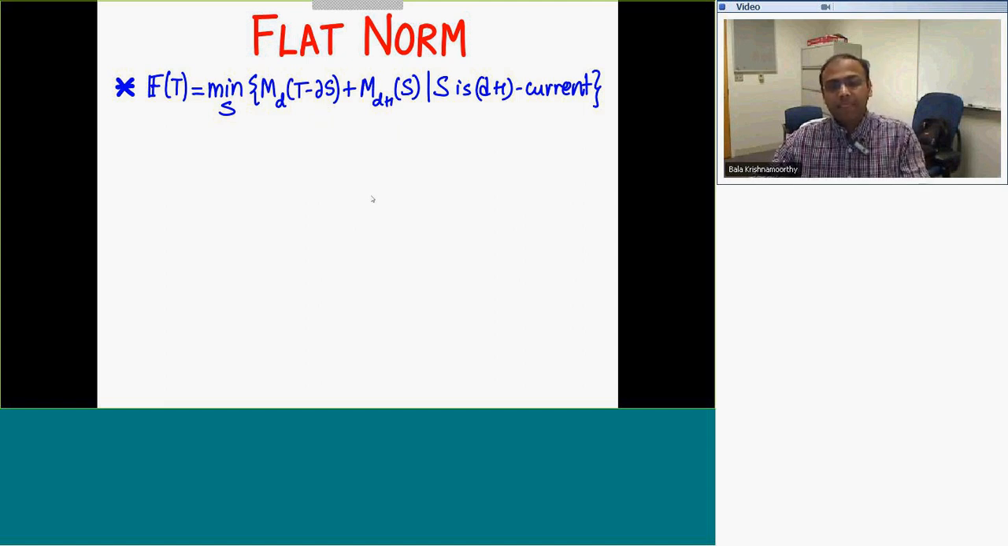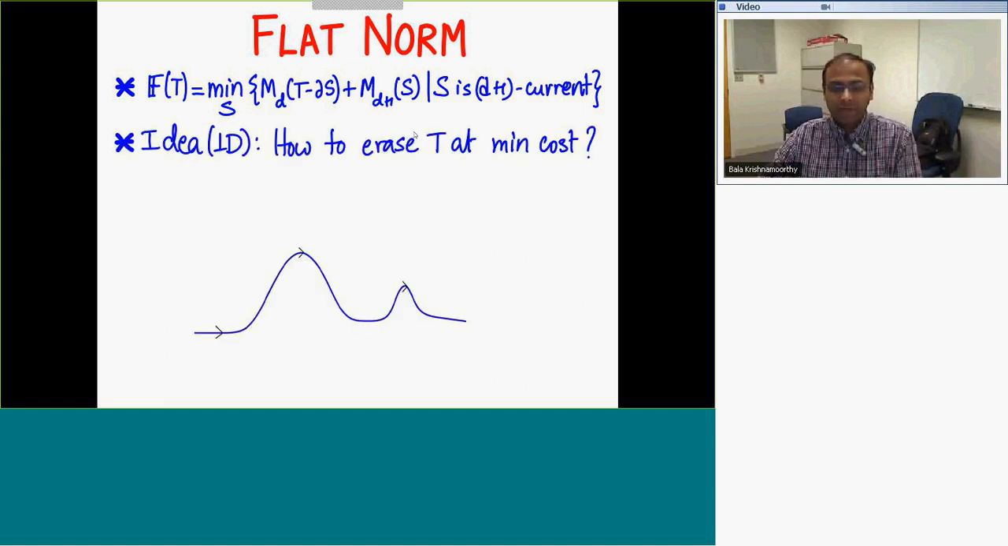So you're adding your T to another piece of the same dimension. T minus boundary of S is the same dimension as T, and S is a piece one dimension higher. So you're adding length and area, for instance. So you'd be thinking, well, you're adding apples and oranges. That is the case, but there's a reason why you want to do that.